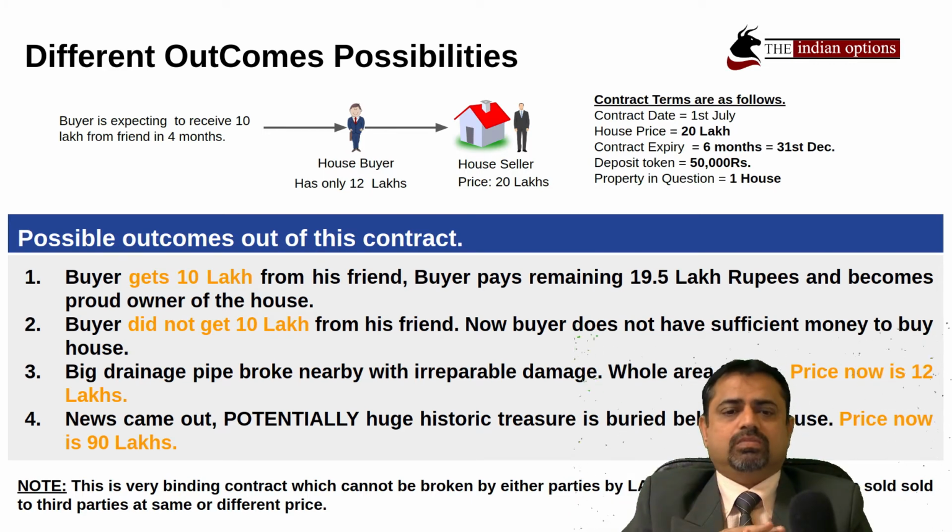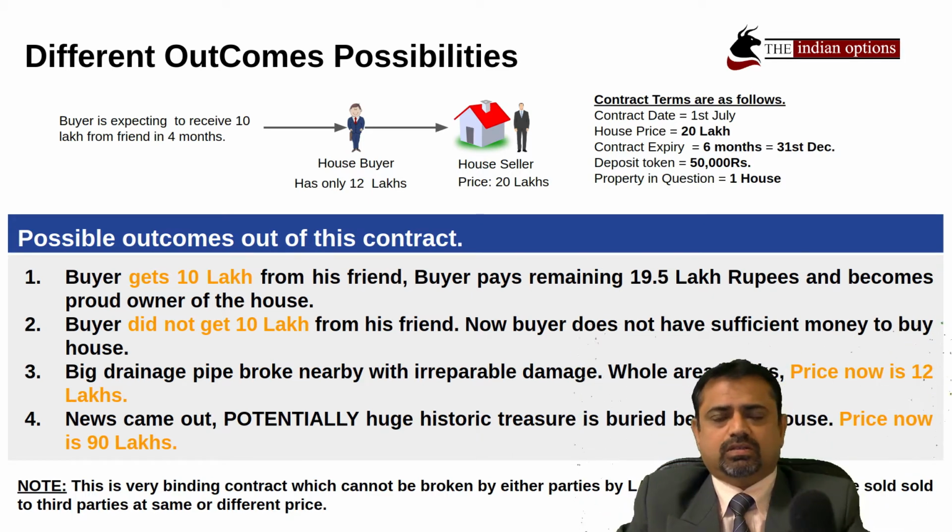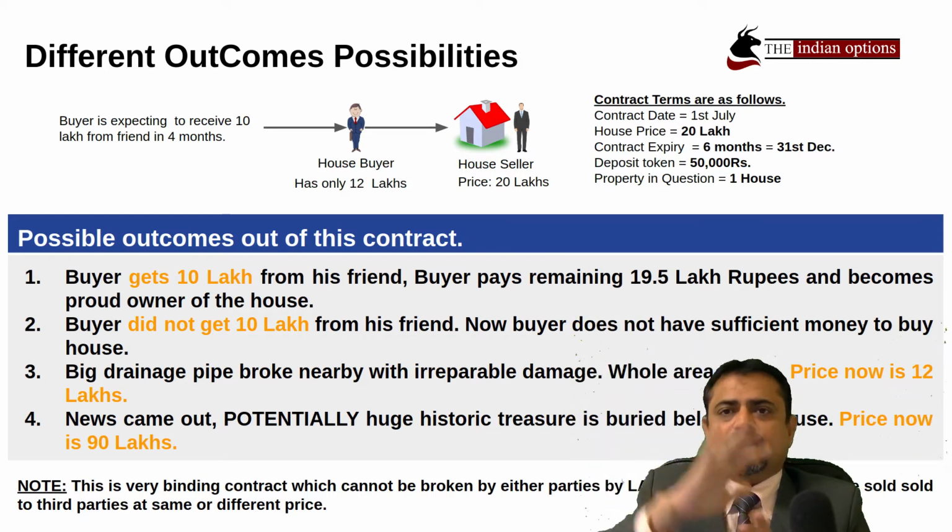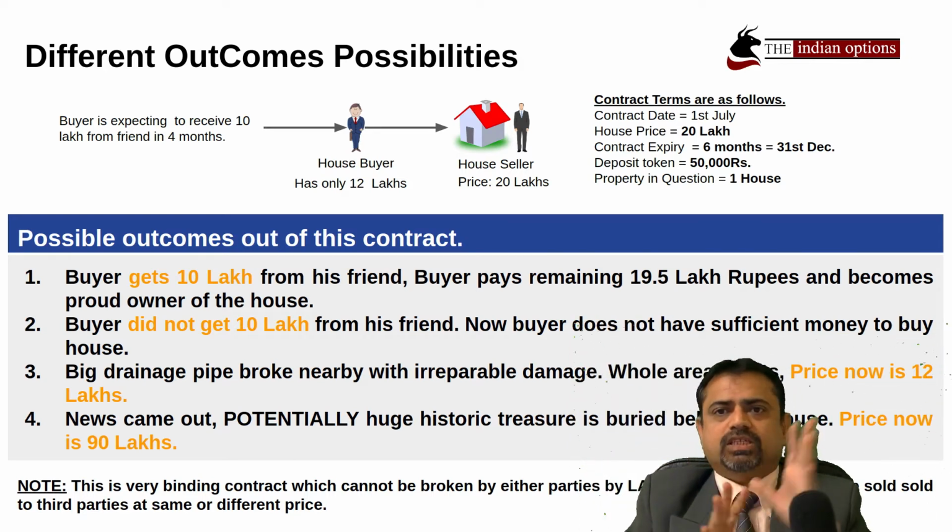Assume that news came on the TV that under this house there is some buried treasure by Shivaji Maharaj or somebody, of very historic value or something. Now immediately the house price has shot up to say 90 lakh. Okay. Now these are 4 scenarios.